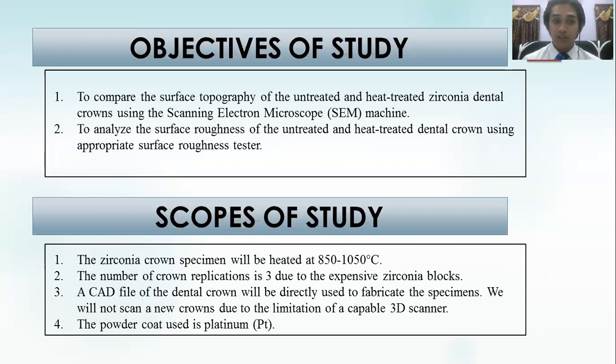The second scope of my study is the number of crown replication is 3 due to the expensive zirconia blocks also during my heat treatment test. The third one is a CAD file of the dental crown will be directly used to fabricate the specimens. We will not scan a new crown due to the limitation of a capable 3D scanner at FKP. The last scope of my study is the powder coat used is platinum during the sputtering process.